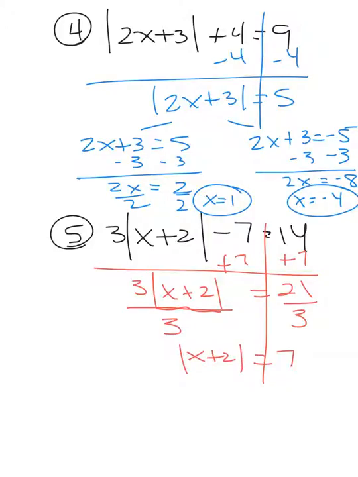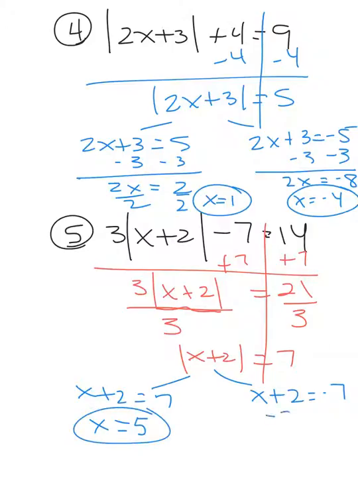So now from here I can split. So I have x plus 2 is equal to 7, and I have x plus 2 is equal to -7. Get x by itself, and I have x is equal to +5. And my other equation, I have x is equal to -9. So again, both of those answers are correct. I can plug that back into the original equation, substituting my values in for x to check my answers.